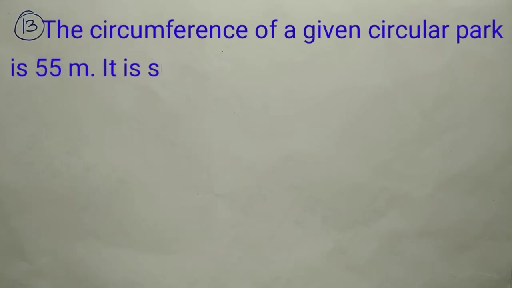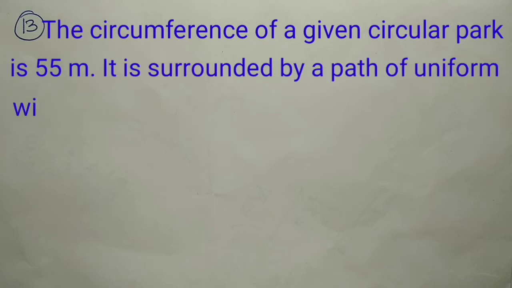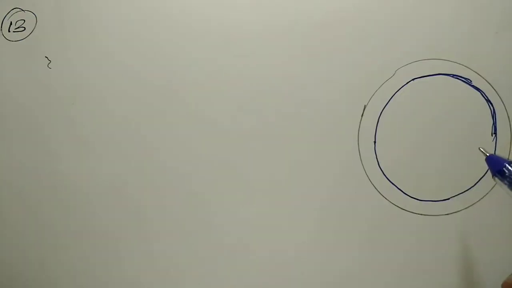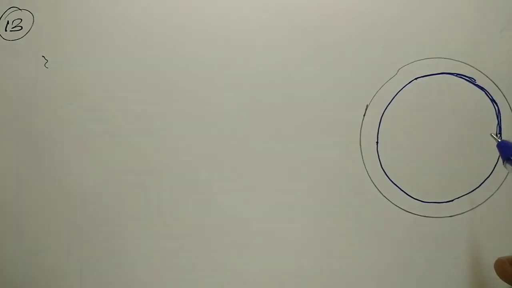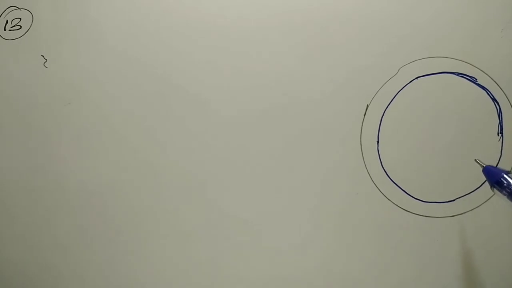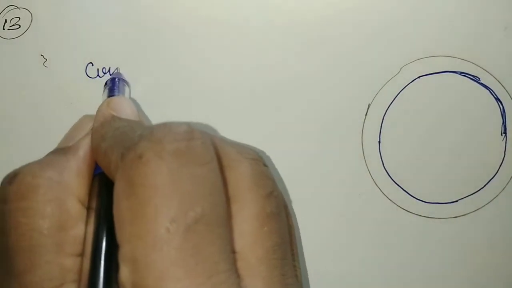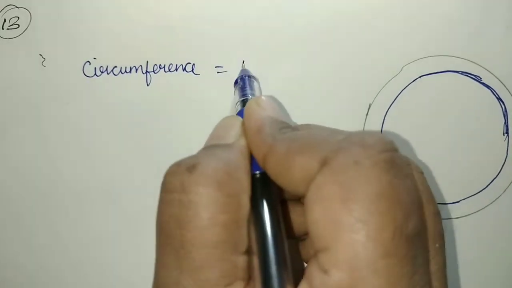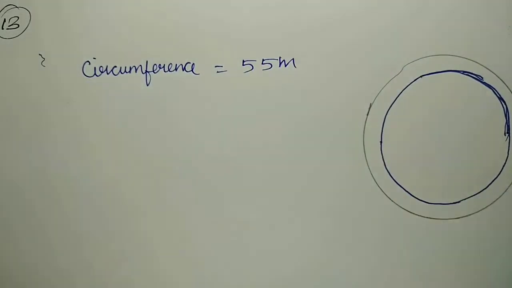Question number 13. The circumference of a given circular park is 55 meter. It is surrounded by a path of uniform width 3.5 meter. Find the area of the path. So in the question, what is given? The circumference of the circular park is given. How much? 55 meter.